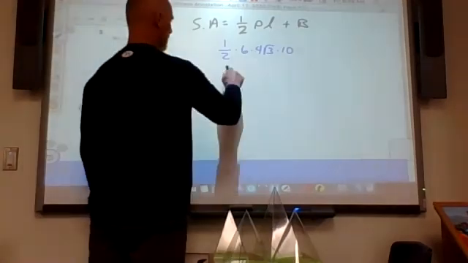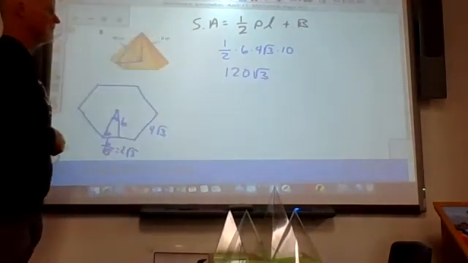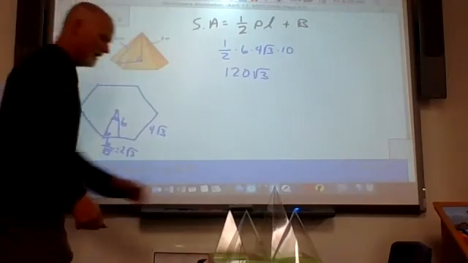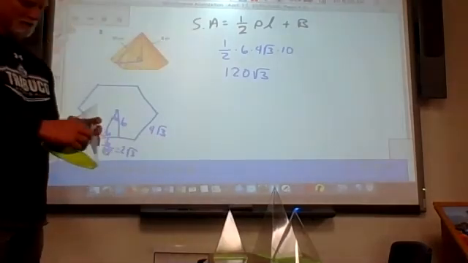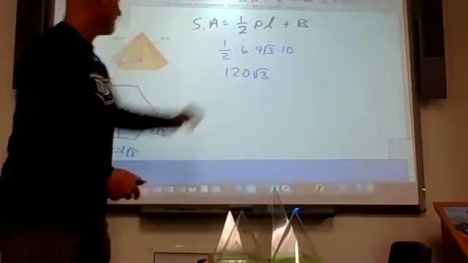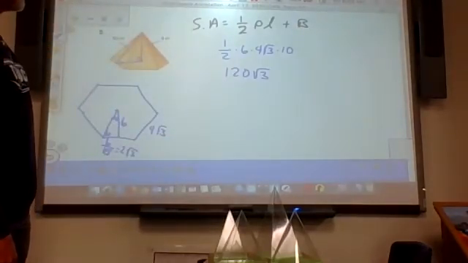So that would be 120 radical 3. And at this point, we're just going to leave it as a whole number. And that would give me the area of all of the triangles around that pyramid. That's what that formula does for me. And so that gives me the lateral area.